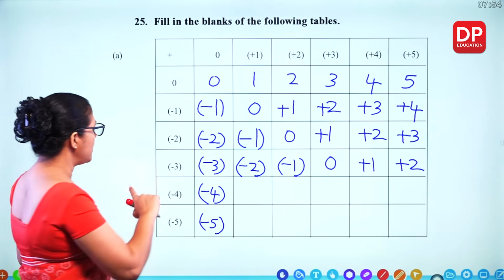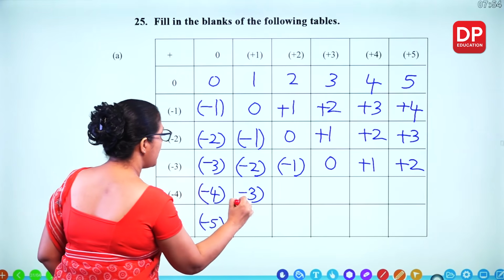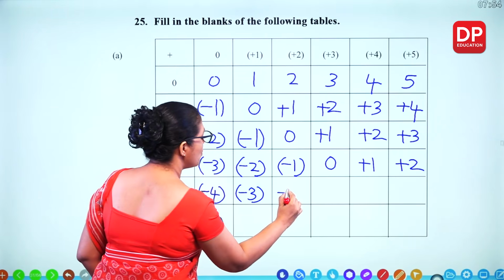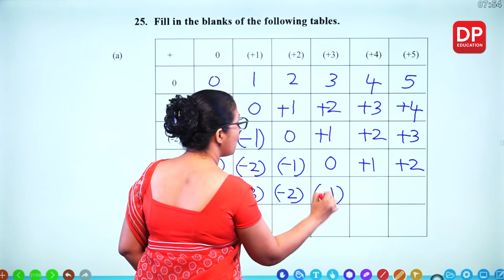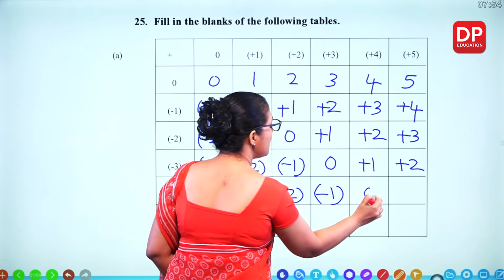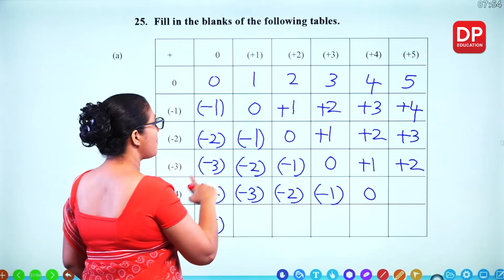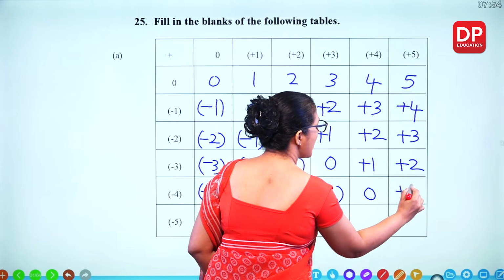Minus 4 plus 1, you get negative 3. Minus 4 plus 2, negative 2. Minus 4 plus 3, negative 1. And this is additive inverse, you get 0. Minus 4 plus 5, you get plus 1.